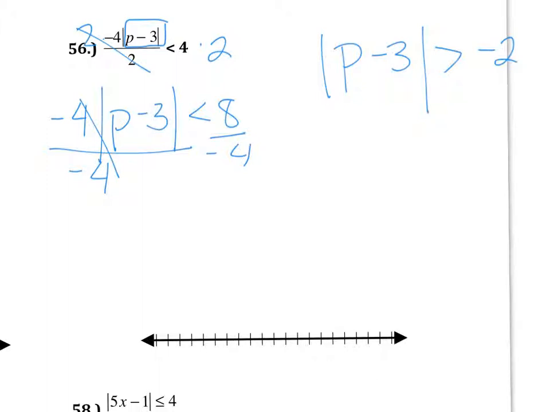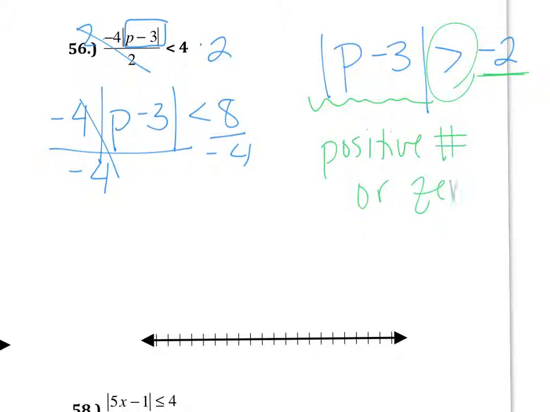So at this point, we have absolute value of p minus 3 is greater than negative 2. And we could break this down, but if you take a look at what's going on, we have absolute value is greater than negative 2. So if we think about absolute value, the answer is either going to be a positive number or 0. So no matter what we plug in to this absolute value, it will always be bigger than negative 2, because it's either going to be 0 or a positive number. So we are going to say that this is all solutions.